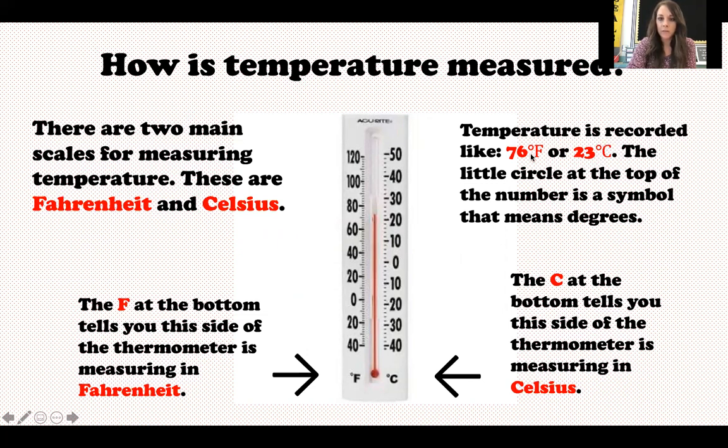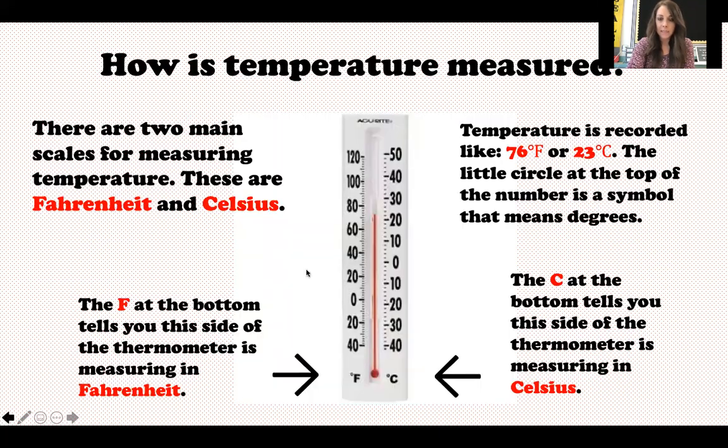The little circle at the top of the number is a symbol that means degrees. So a lot of times, when we're writing or drawing, we use symbols to represent other things, or like in math, we use a lot of symbols. Instead of writing out the word degrees every time, you can use this little circle, and that represents degrees.